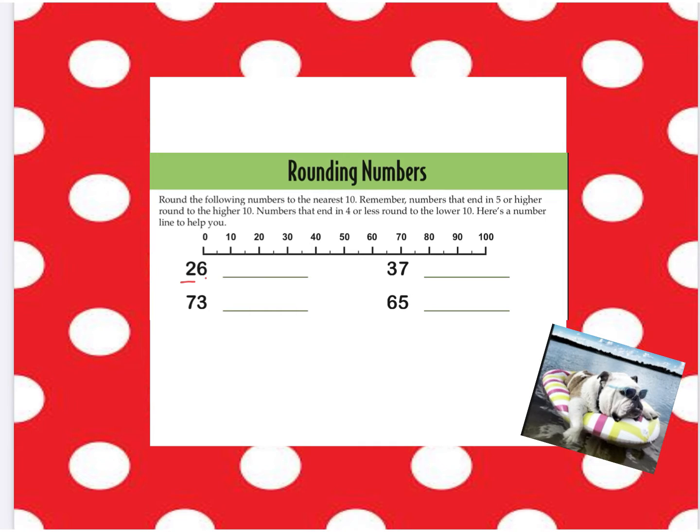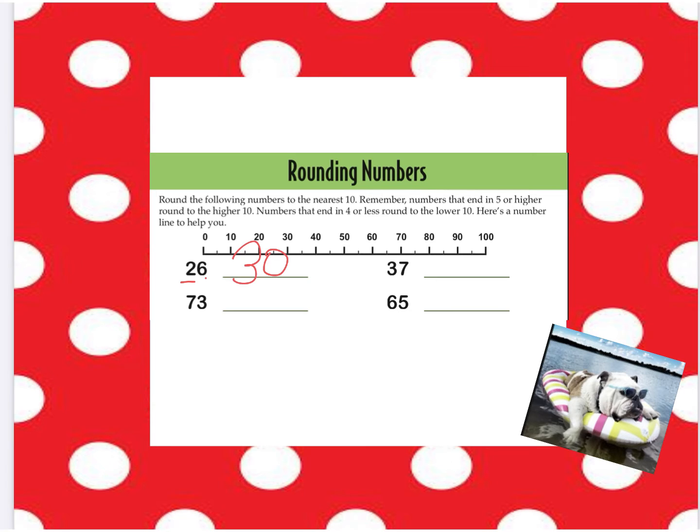If it's 5 or greater, we'll add one more, we'll go up. Okay, so if it's a 5, 6, 7, 8, or 9, we're gonna round up. So what are we gonna do? Good, is it closer to 20 or 30? 30, good.